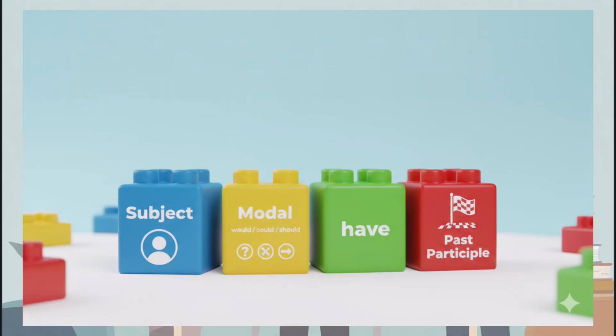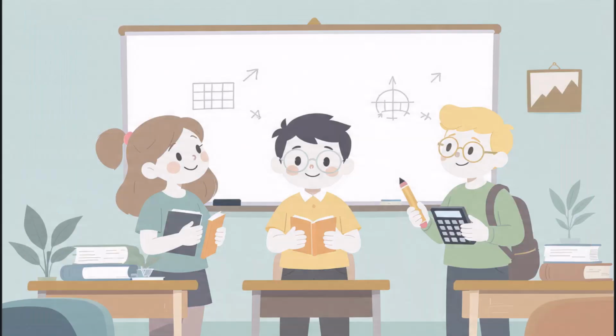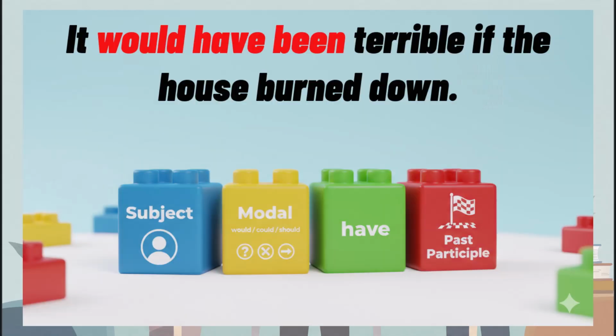Part 5. Putting it all together. The house fire. Let's look at a single event and see how all 3 change the meaning. Imagine a neighbor's house caught on fire, but the firefighters saved it. Would have. It would have been terrible if the house burned down. We are imagining the hypothetical result.